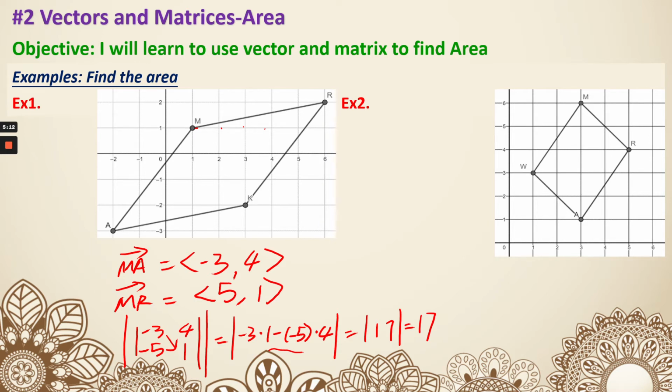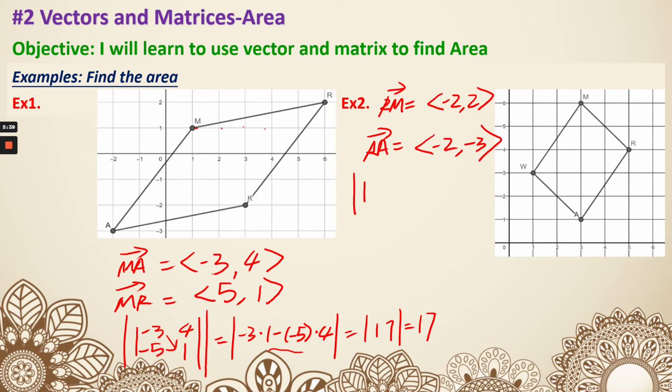Next, example 2. Since I already used the letter M, let's choose another one. Let's say I'm doing RM and RA. Again, emphasizing that when you're trying to write the two vectors, they have to start from the same point, because that's how we write the adjacent vectors. RM is left 2, up 2, so -2, 2. RA is left 2, down 3.